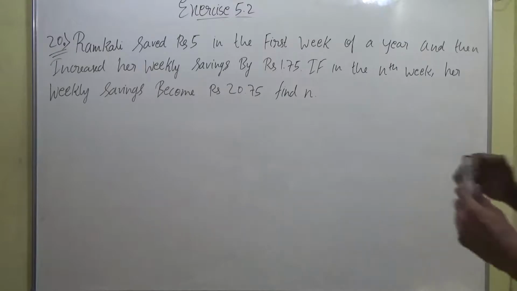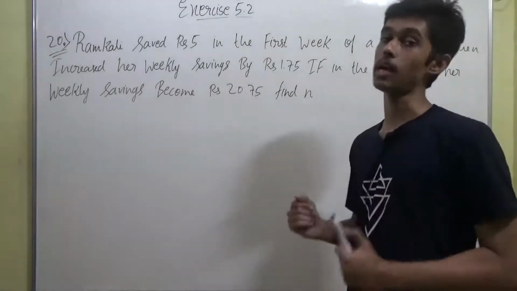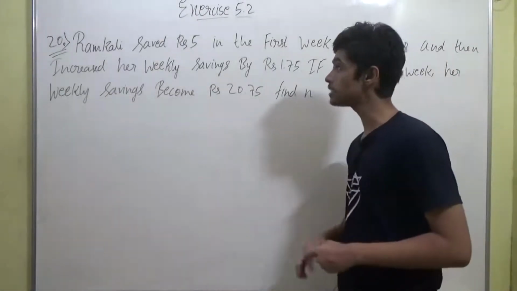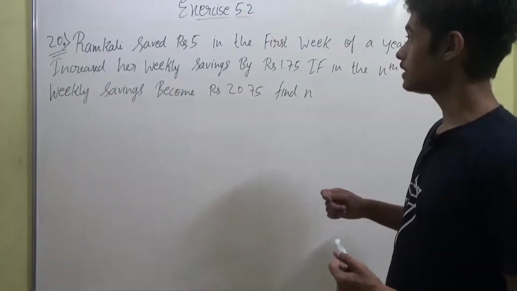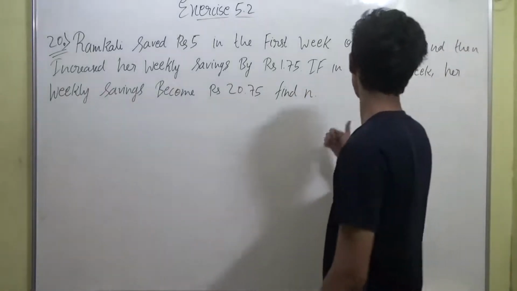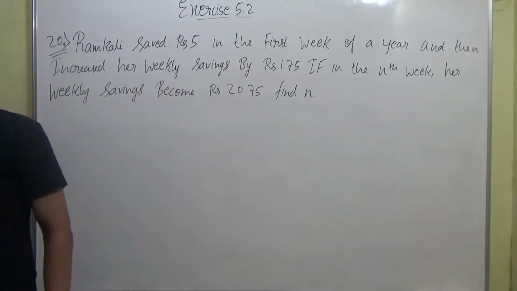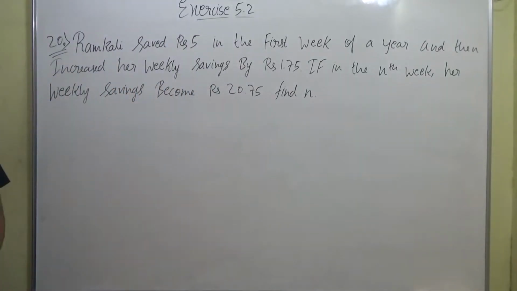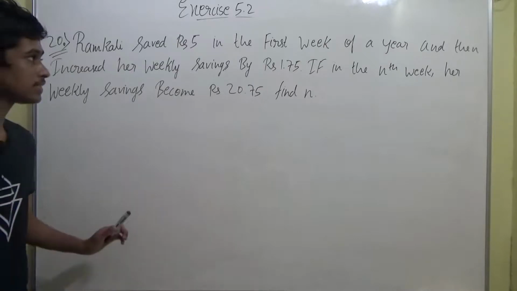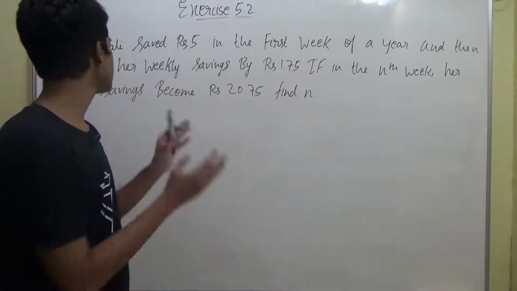Okay guys, now let's go to question number 20, which also happens to be the last question of this exercise. It says Ramkali saved rupees 5 in the first week of a year and then increased her weekly savings by rupees 1.75. If in the nth week her weekly saving becomes rupees 20.75, find n.